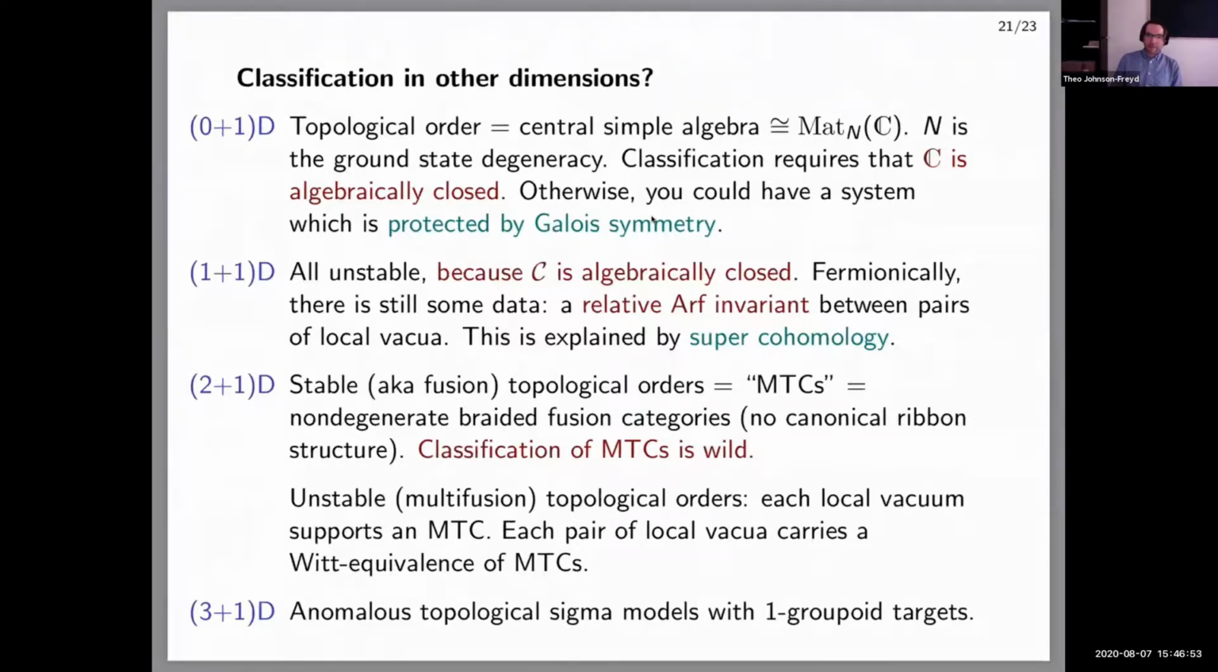In 2 plus 1D, we're looking at basically multifusion, modular tensor categories. The classification of modular tensor categories is wild. I don't think we're ever going to do it. In 3 plus 1D, we just have topological sigma models with one groupoids as targets. The classification is only as hard as the problem of classifying finite groups, which of course is wild, but it's much easier than, say, all modular tensor categories.